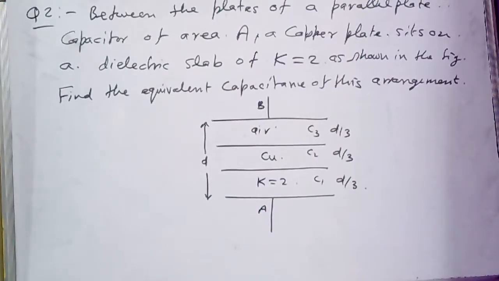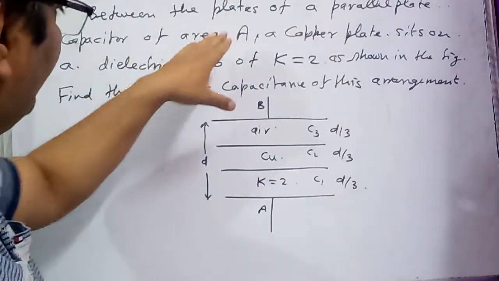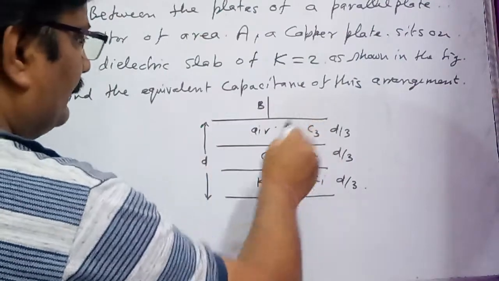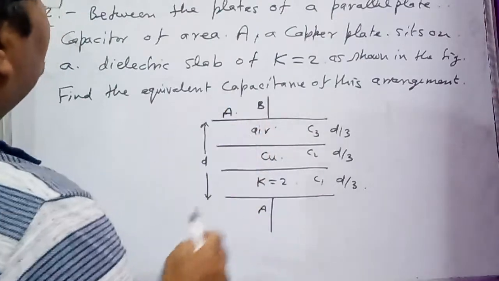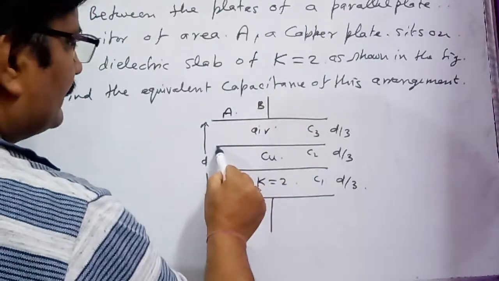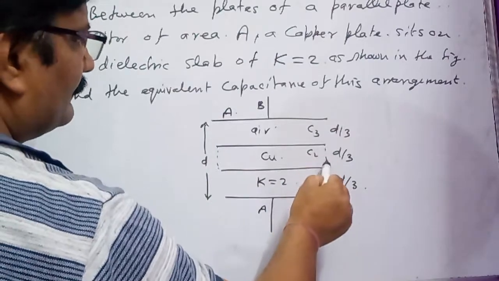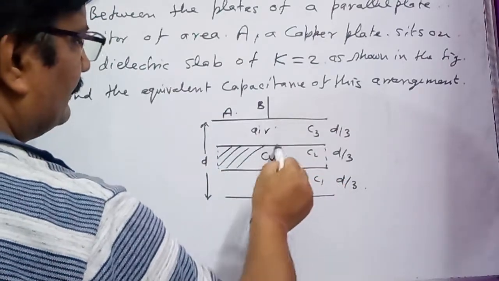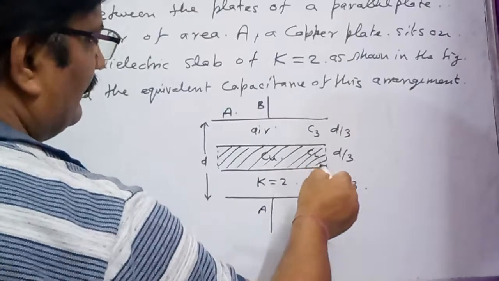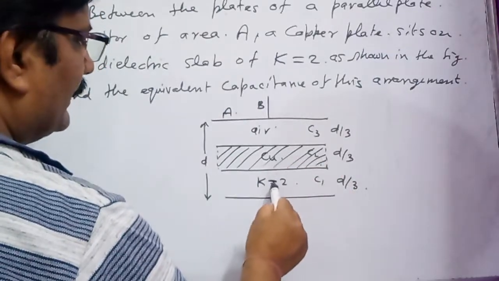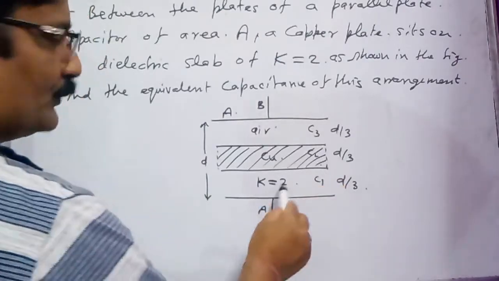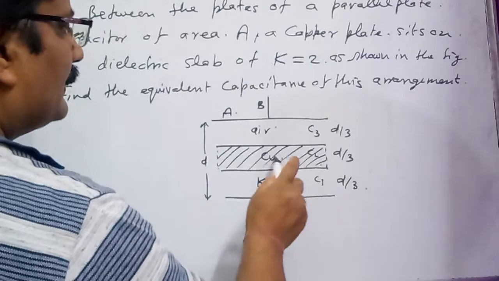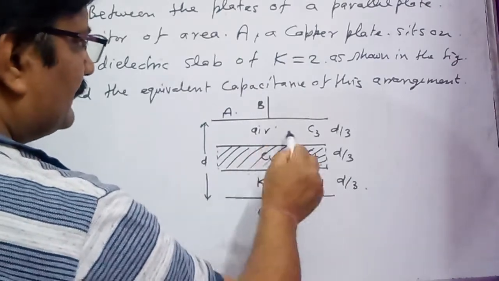Students, see, this is another numerical. Between the plates of a parallel plate capacitor of area A, this is a parallel plate capacitor between points A and B. Area of the plate A, a copper plate, or you can say conducting plate, placed over a dielectric slab. The thickness of the dielectric slab is D by 3, whose dielectric constant is K equals 2. This is the copper plate and this is air space.